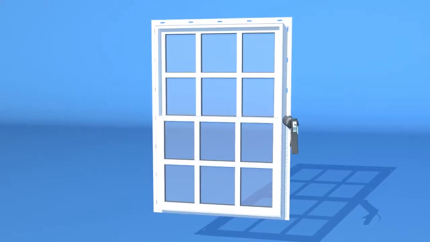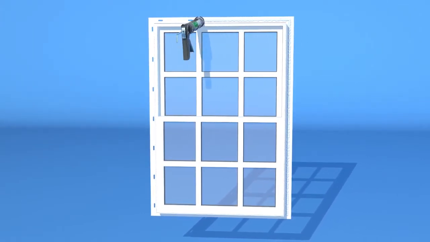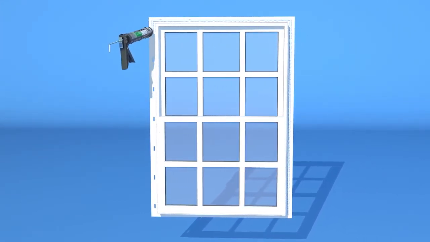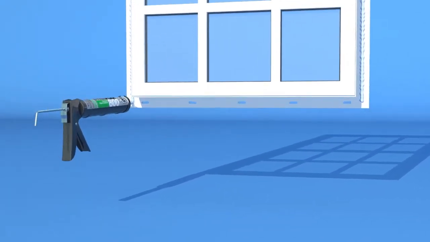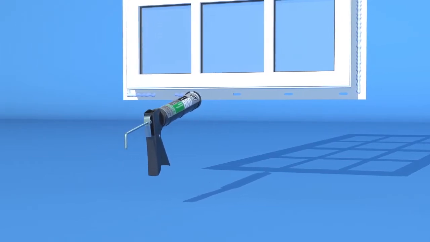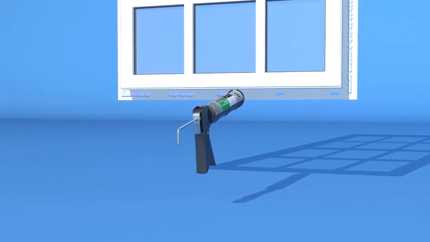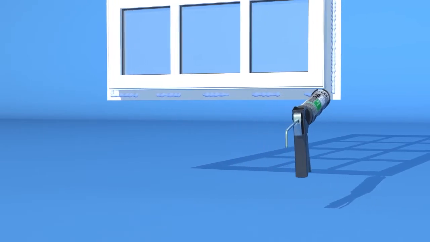Apply a continuous 3/8 inch bead of sealant on the jambs and head nailing fin, ensuring the sealant is applied over the nailing slots. Apply an intermittent 3/8 inch bead along the sill nailing fin to allow any incidental water that may collect on the sill to drain to the exterior drainage plane.